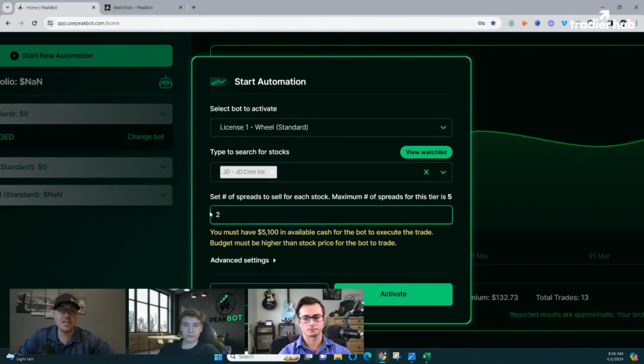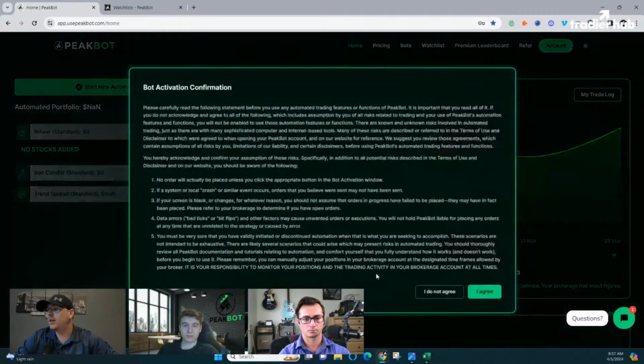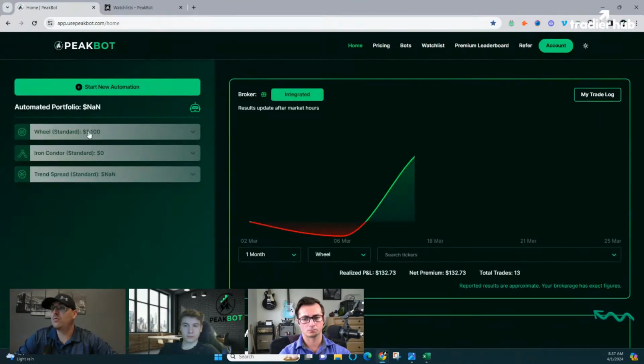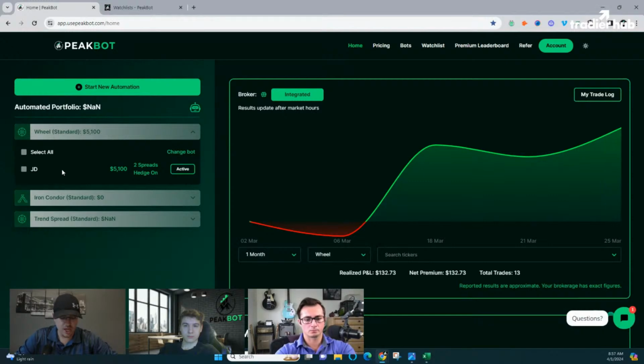And now the final step is to enter my budget. I'm entering how many contracts, or in this case, spreads, that I want to sell for this week, which is 2. Okay, so now I'm going to hit activate, agree, and that stock is now going to be added into my automated portfolio. I'm ready to rock with JD.